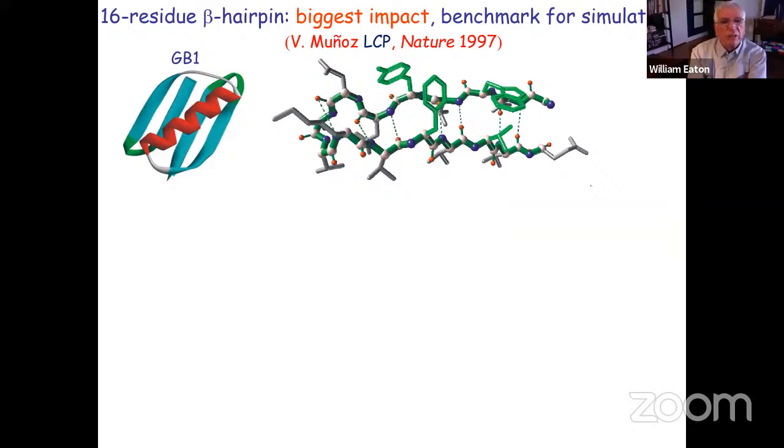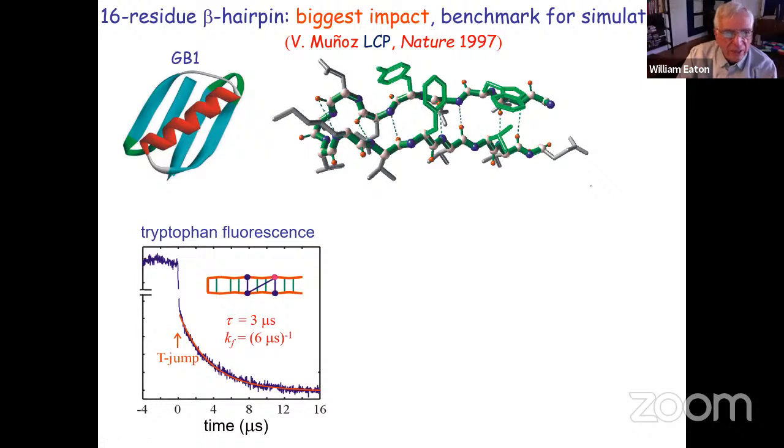But the temperature jump experiment I think had the biggest impact was Victor Munoz's experiment on the 16 residue beta hairpin, because it became a benchmark for molecular dynamics simulations. So when Victor came to the lab, he brought with him a lot of expertise on peptides. And also he knew about a beta hairpin that stayed intact in isolation from an NMR experiment that Luis Serrano had done. Now you all know that when you take secondary structures out of intact proteins they simply fall apart. So this was unusual, to have a beta hairpin that stayed intact. So Victor studied it by temperature jump, and he saw a 3 microsecond relaxation, which was at the midpoint of the folding-unfolding transition. So the folding time was about 6 microseconds, which brought it close to the range of molecular dynamics simulations at the time.